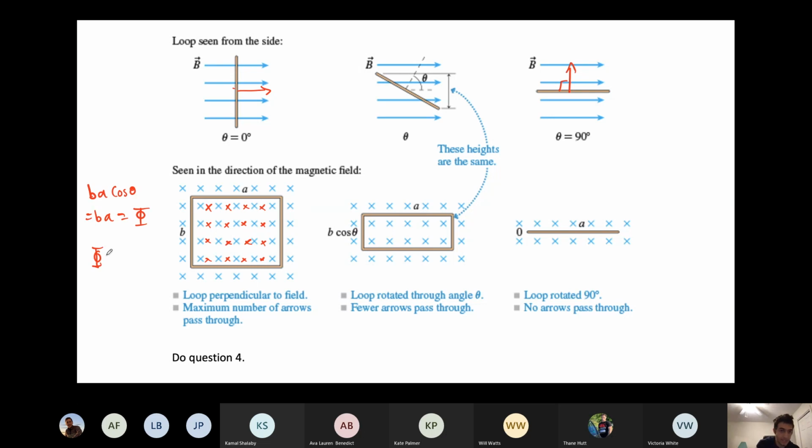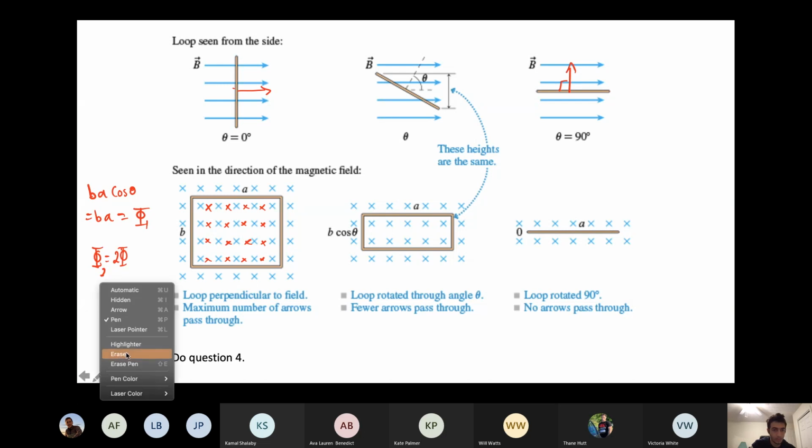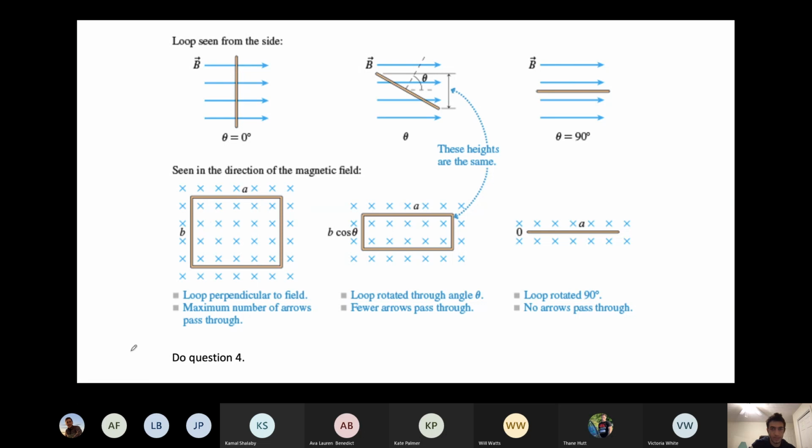So now once I double the magnetic field, what would happen to phi? Yes, indeed. Yeah, it will double. Call this phi 1, this is phi 2. So yes, indeed, it will double. Well, then the second question would be, what would happen if I increase the area?